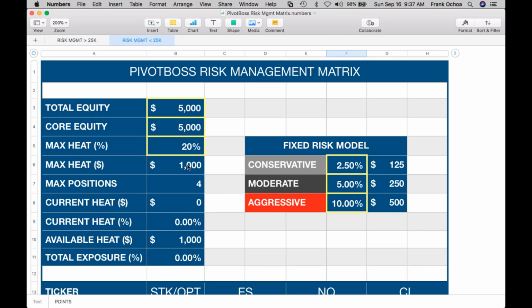Times 4 would give you your $1,000. So that's your max heat. Max positions would be 4. Your current heat percentage, all that would be filled in once you start taking trades.